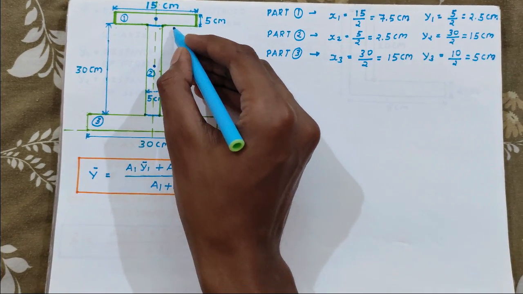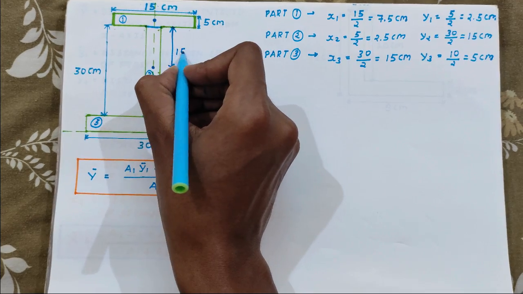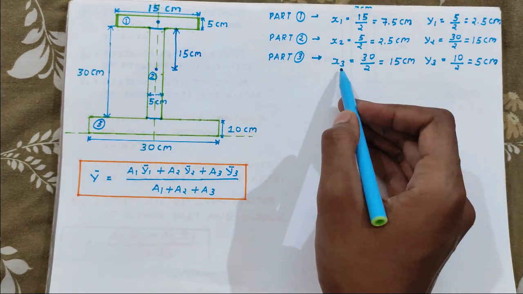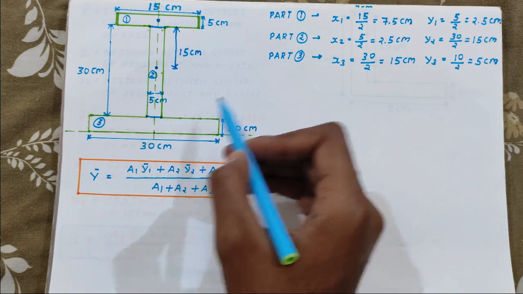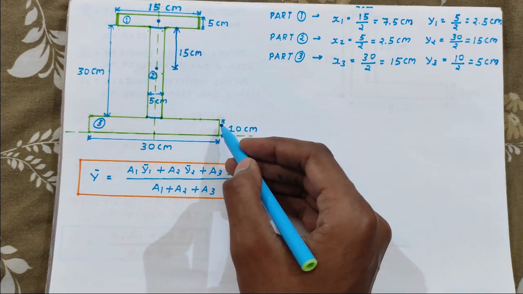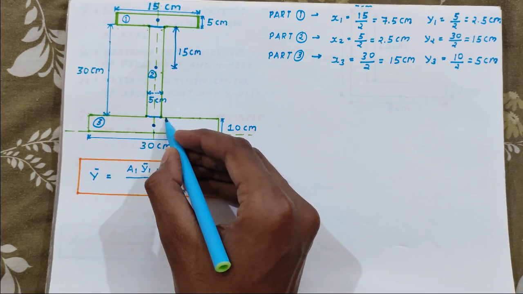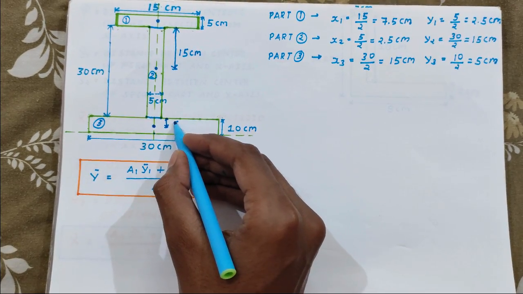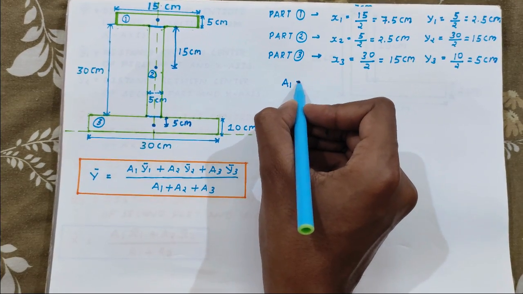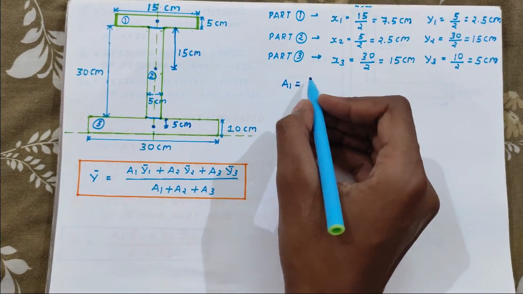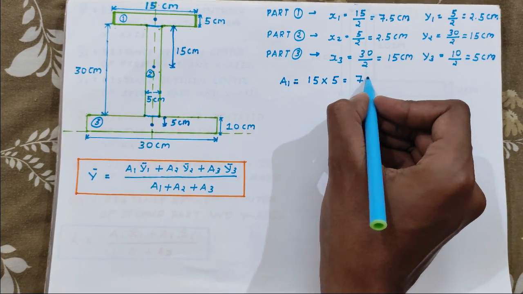So this distance is equal to 15 centimeter. And for the third part, x3 equal to 15 centimeter. Because this figure is symmetrical, this distance equal to 15 centimeter, and y3 equal to 5 centimeter. So half of 10 is equal to 5. So this will be the center of the third figure, and this distance equal to 5 centimeter. Now we have to calculate the area. So the area of the first rectangle is equal to 15 multiplied by 5 equal to 75 centimeter.